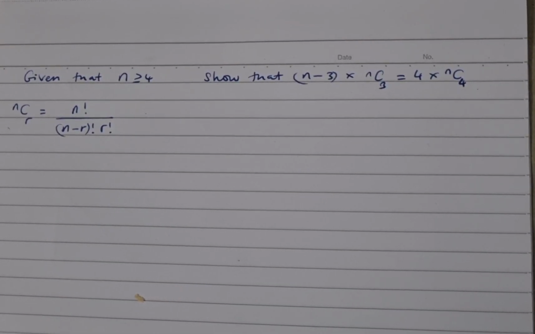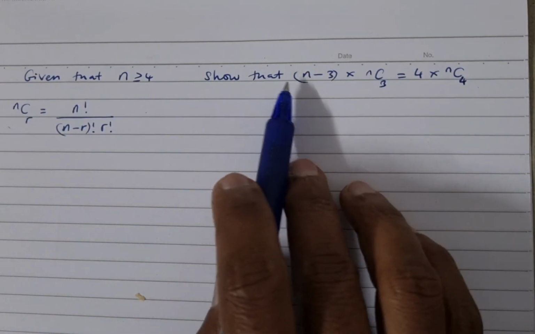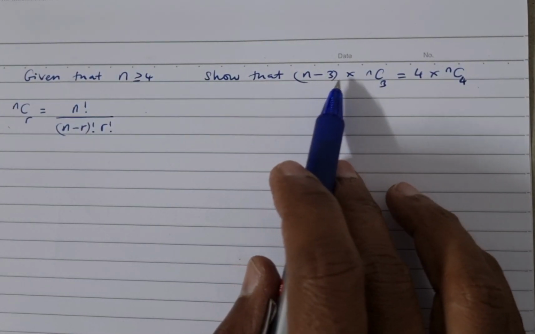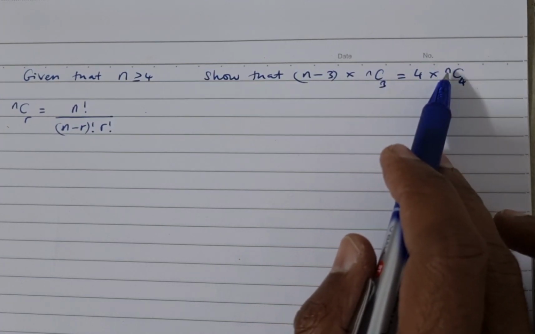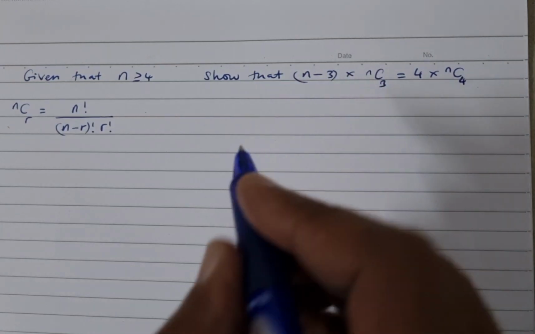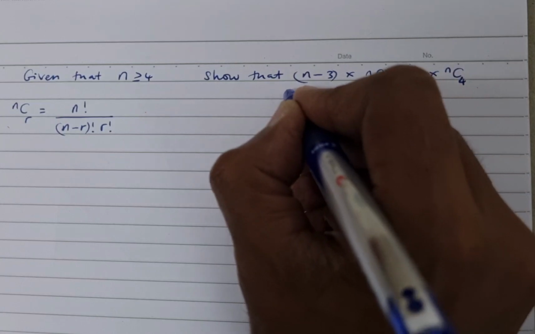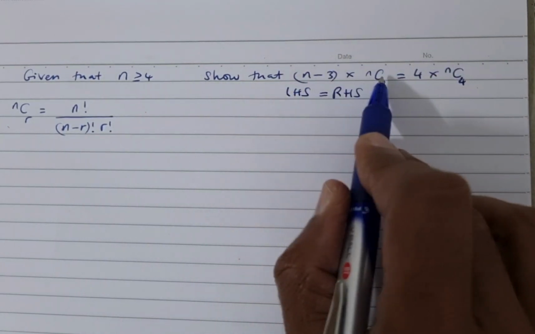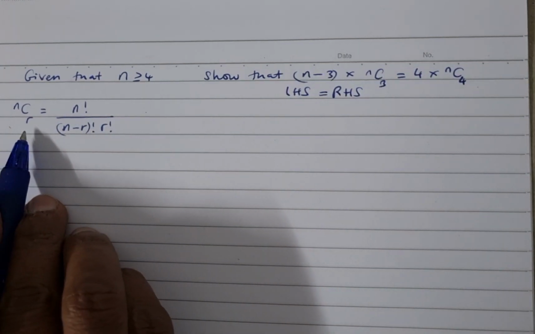Okay, for a question like this, it is given that n is greater than or equal to 4, and we need to show that (n minus 3) times nC3 is equal to 4 times nC4. Basically, we're trying to prove that the left-hand side is equal to the right-hand side. So how are we going to do this? We're going to use this.